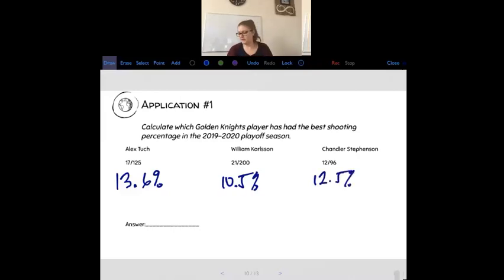12.5%. So what this means, remember, percent means per 100, is that with Alex Tuch making 17 out of 125 total attempts, changing this into a percent means that we would expect him to make it 13.6 times out of 100. With William Karlsson, 10.5 times out of 100 attempts. Chandler Stevenson, 12.5 goals out of 100 attempts. So this is how we're leveling it to be all out of 100. We're essentially converting these fractions to be out of 100 and making it into a percentage. Okay, so in this case, our player that had the best shooting percentage is Alex Tuch.